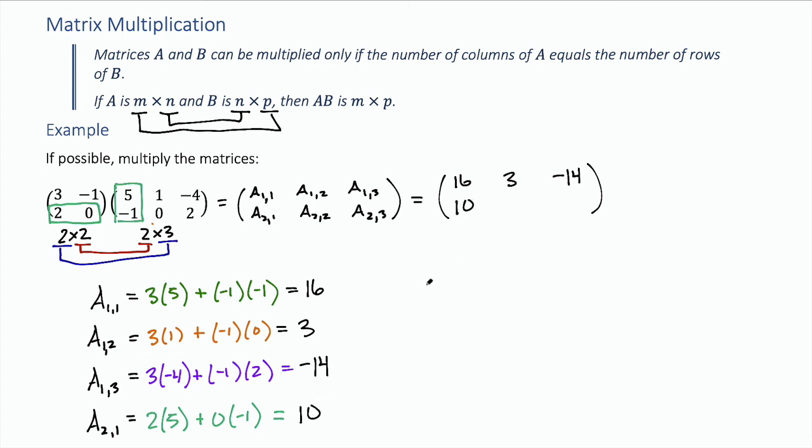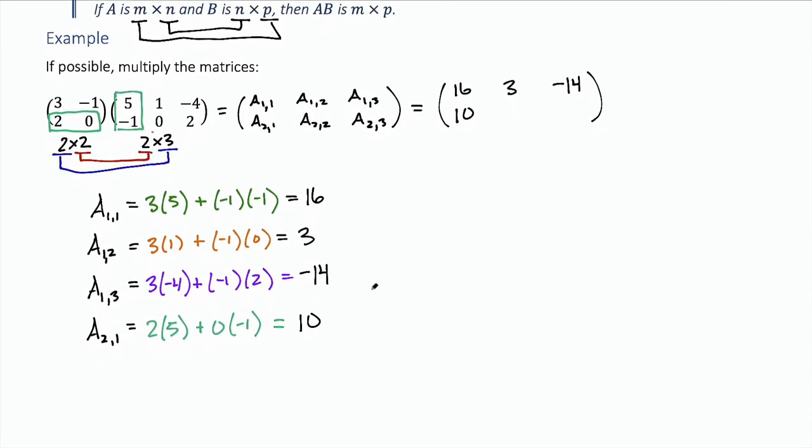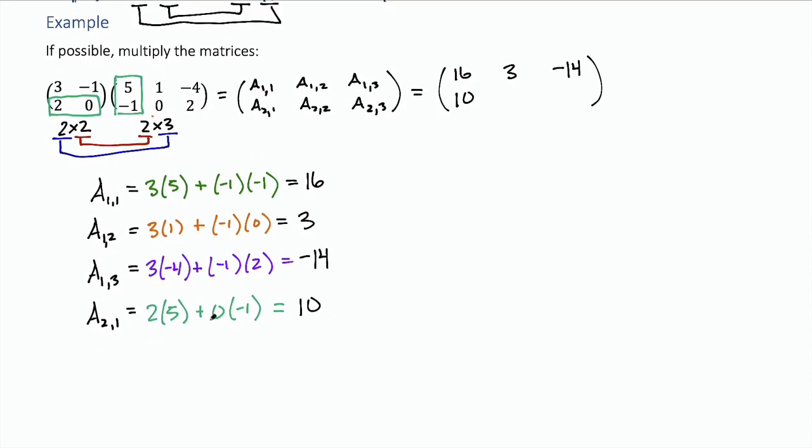For the next one, let's go ahead and get rid of the marking there. And we have now A22 as our next entry. That's the second row and second column. And that's 2 times 1 plus 0 times 0. That's 2 plus 0, which is 2.